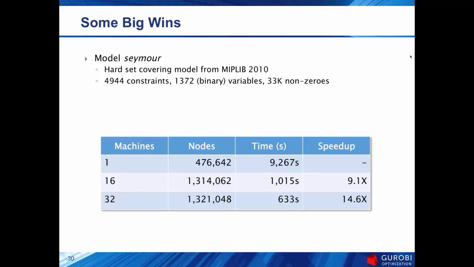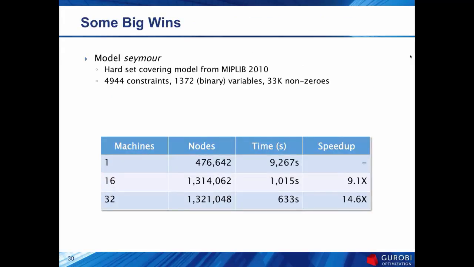And if we go to 32 machines, this is fantastic. This is about 10 minutes to solve the model. Of course, we need a lot of machines to do that, but this takes a model that took several hours and gets it down to just over 10 minutes. This is a very, very nice speedup just from going from 1 machine to 32 machines.